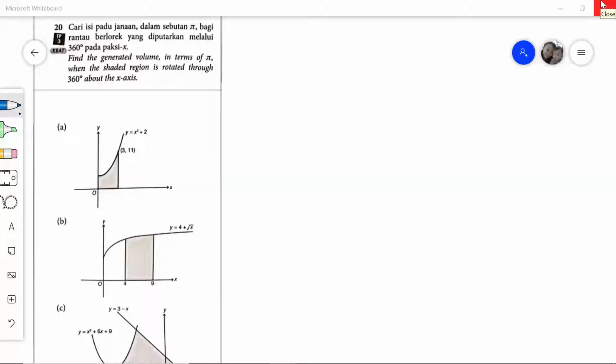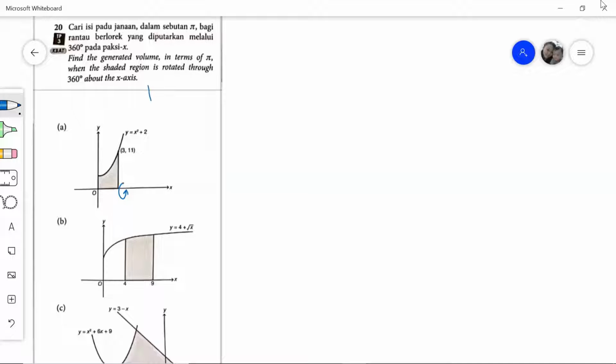Hi everyone, this is Practice Formative, Chapter 3, question number 20. In this question, we need to find the generated volume in terms of pi when the shaded region is rotated through 360 degrees about the x-axis. So we have to spin around the x-axis.